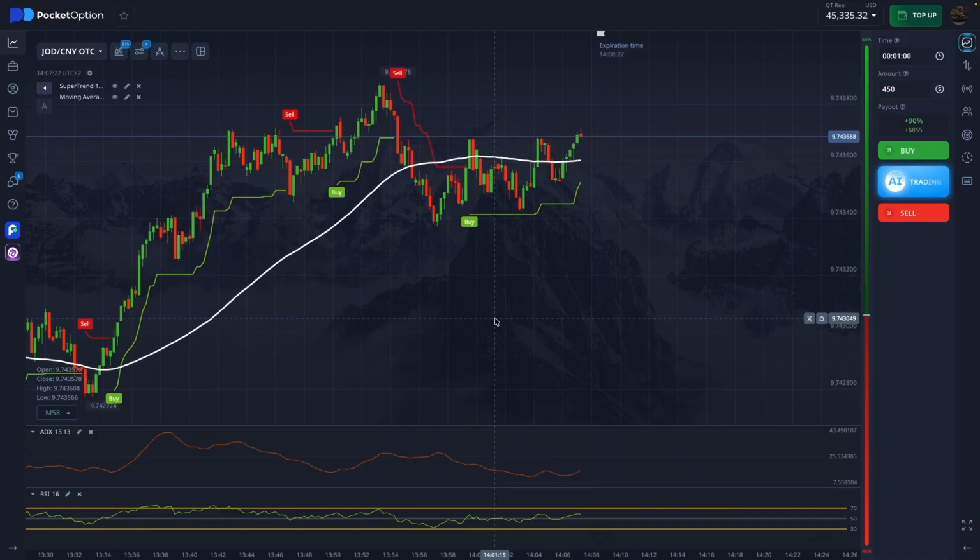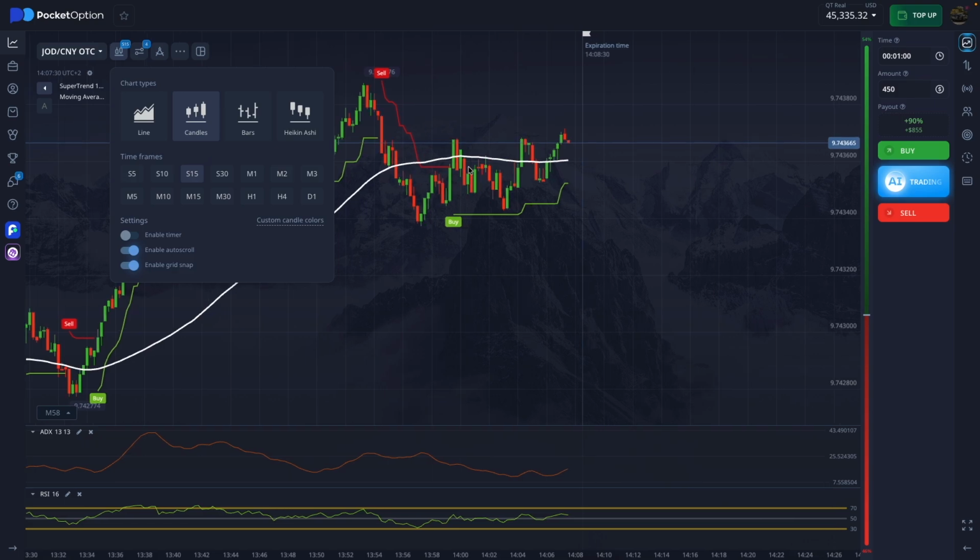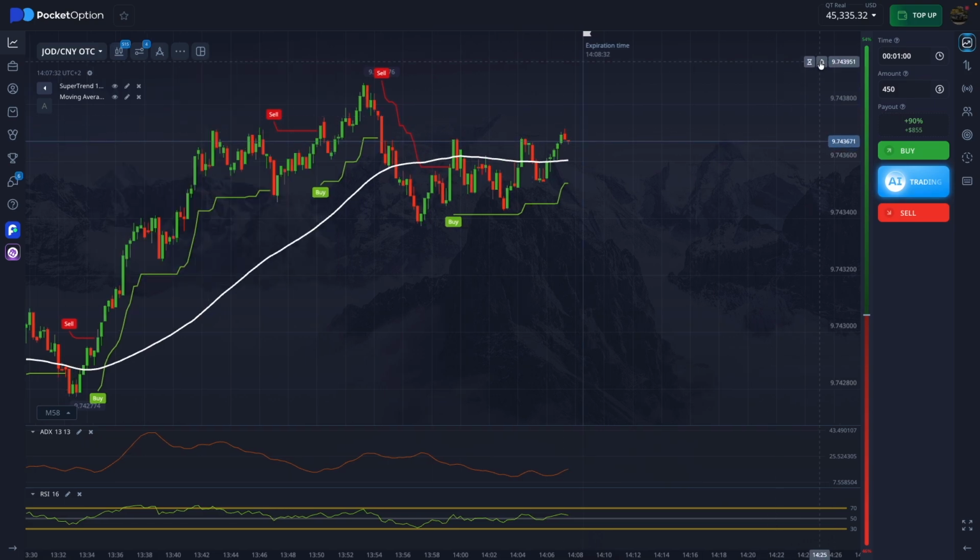Now, before starting work, I need to set up the chart. Today, I will use a candlestick chart type and 15-second candles. These are exactly the chart settings I use for opening 1-minute trades. And right away, I set the trade's closing time to 1 minute, and the trade amount I will use today is $450. Now everything is ready for me to start my trading session and begin explaining the strategy.